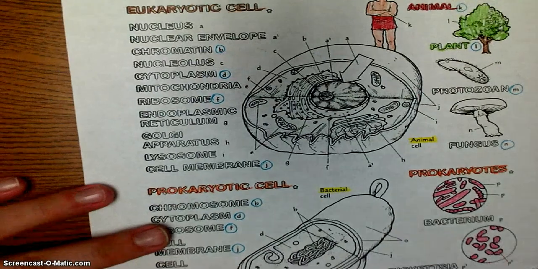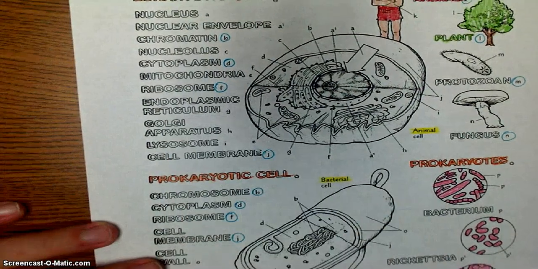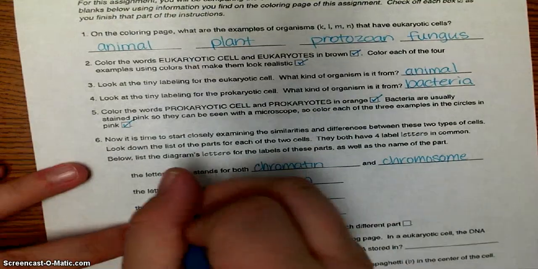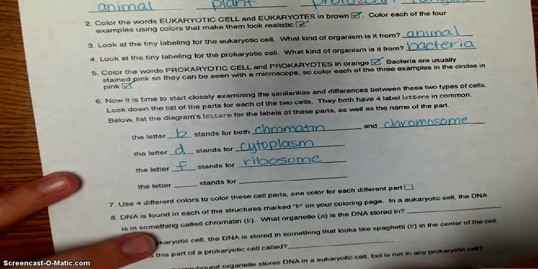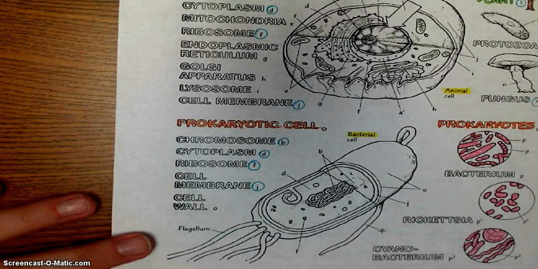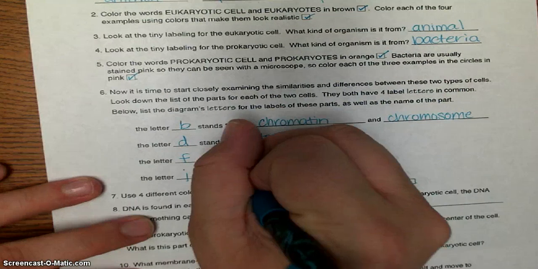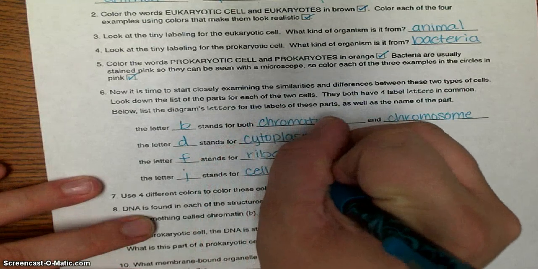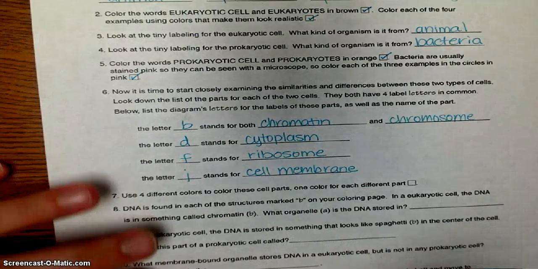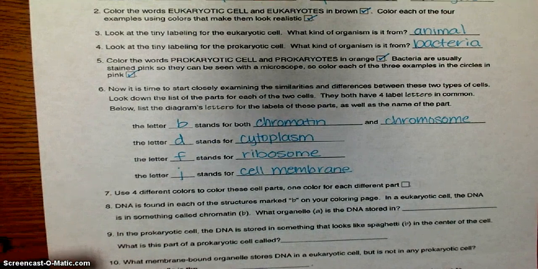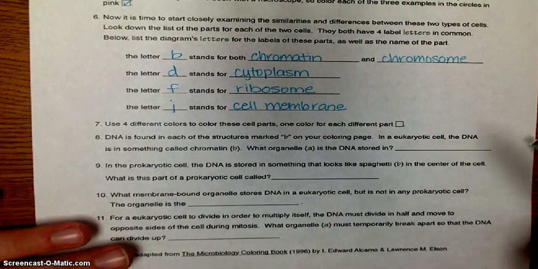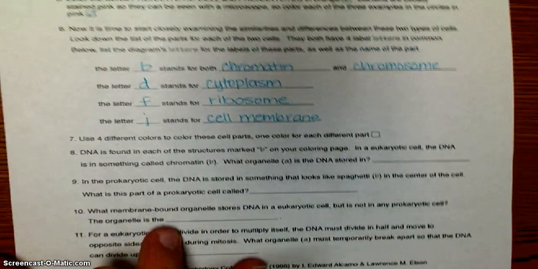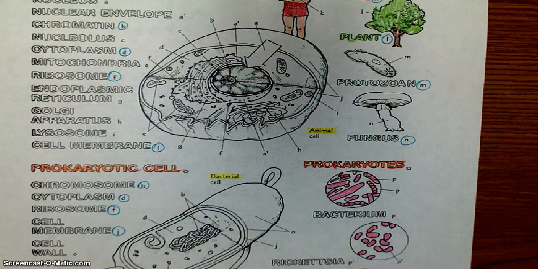The next letter we have is the ribosome. So that's letter F, and letter F stands for ribosome. And our last letter that they have in common is J, which is the cell membrane. The cell membrane is what allows things to go in and out of the cell. So now that we have completed questions 1 through 6, you should have a pretty good idea of how to finish the rest of this worksheet and how to finish coloring in what's required on this coloring plate.